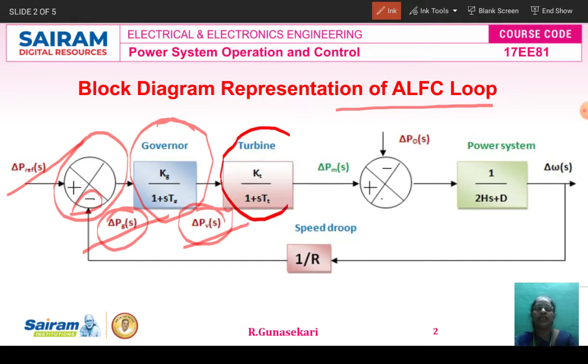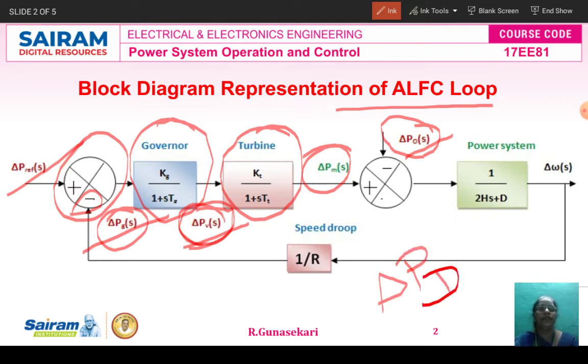So this is the turbine block. The input of the turbine block is del Pv of S, that is the valve power. The output is the mechanical power, that is the turbine output del Pm of S. This is the load. Del P naught of S is nothing but the frequency-independent load component only. Okay, this is also represented as del Pd of S. You have to represent it this way instead of del P0 of S.